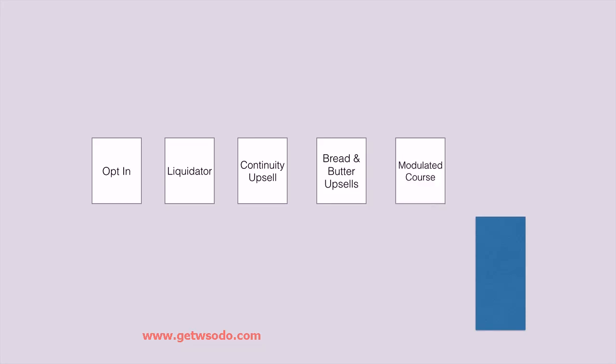Then we have the modulated course, right? And then we have the big ticket offer. Well, let's take a look at what this really is. The opt-in page is, of course, an opt-in page. So we know that's one of the 4 types. The liquidator offer right there, well, that's just a sales page.